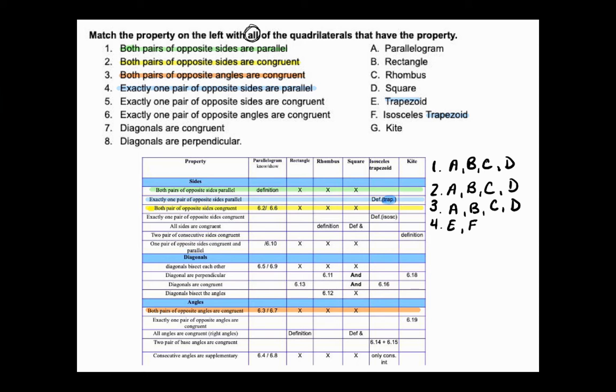Our next property is that exactly one pair of opposite sides are congruent. This one is identified as the property of what it means for the trapezoid to be isosceles. So this one is only true for the isosceles trapezoid, not all.